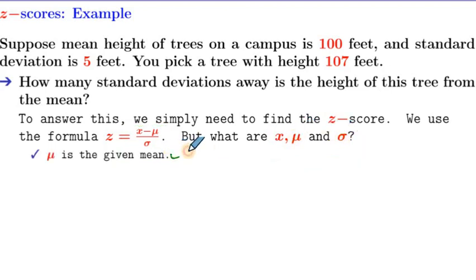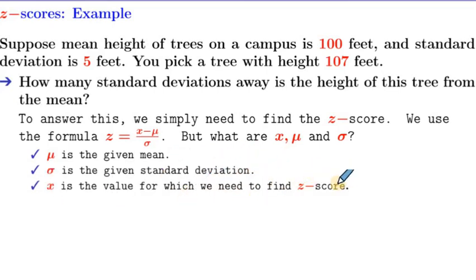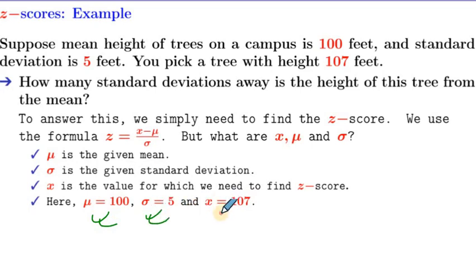So mu is the given mean, sigma is the given standard deviation, and x is the value for which we need to find the Z-score. So here our mu is 100, our sigma is 5, and our x is 107.